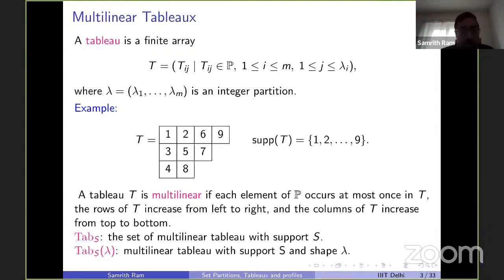All right. So Tab S will be the set of multilinear tableaux with the support S, and Tab S lambda will denote those multilinear tableaux with the given support and shape lambda.